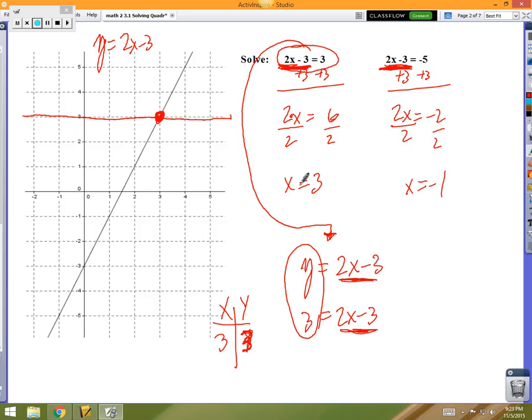Okay, you already solved for the x. You already found that the x is equal to 3. The x is 3 when the answer is 3. The x is 3 when the answer, which is y, is 3.